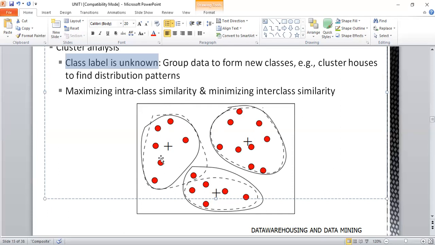So each cluster which is formed can be viewed as one class of objects from which rules can be derived.